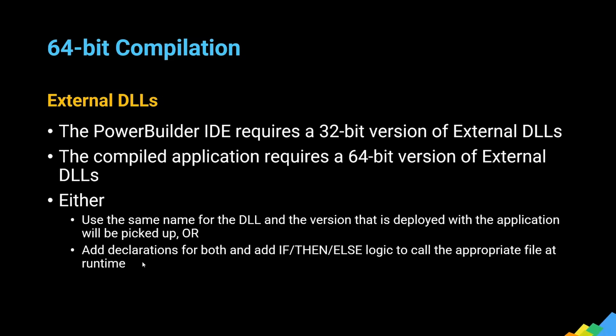And what you'll need to determine, like we covered with the extensions, is do I go with the same name and just deploy a 32-bit version of that to the PowerBuilder IDE and a 64-bit version of that DLL with the application, or do I give them different names? And if I give them different names, I'm going to write local external function declarations for both the 32 and 64-bit versions, and then use, once again, the if-then-else logic to determine which one to call at runtime based on whether the code is running under 32-bit or 64-bit.